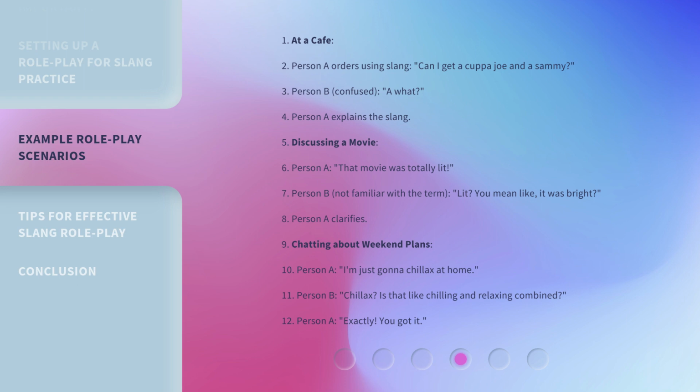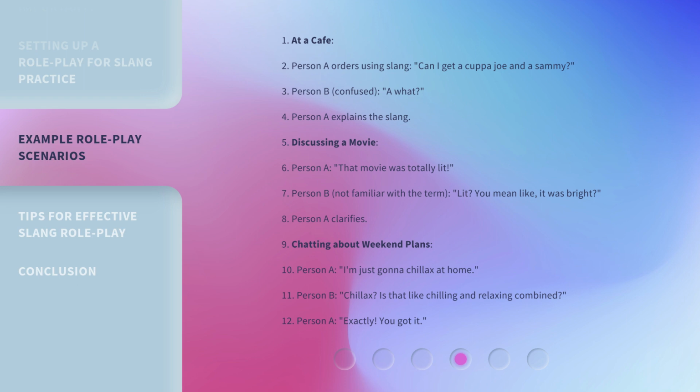5. Discussing a movie. 6. Person A. That movie was totally lit. 7. Person B. Not familiar with the term, lit? You mean like, it was bright? 8. Person A clarifies.